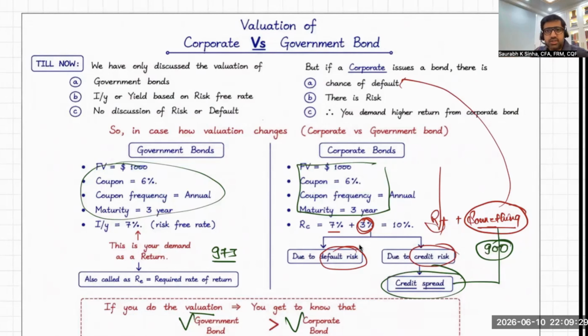What we said in the last session is that if you're trying to value a corporate bond, the required rate of return is not only the risk-free rate as it is in a government bond, it is the risk-free rate plus something. And that is called the credit spread. This is the extra that you're charging from a corporate because you're taking a risk. The risk is the risk of default. A corporate can default, a government cannot default. And that's why you're charging that extra 3%.